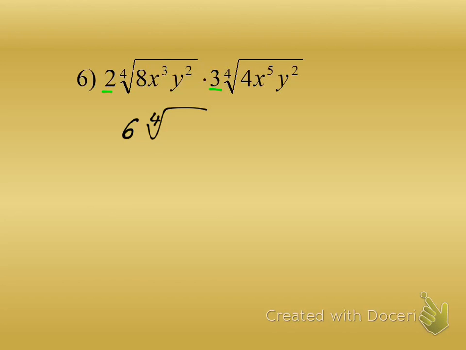Remember that your index doesn't change here. Okay. So 8 times 4 gives you 32. X to the 8th, y to the 4th.